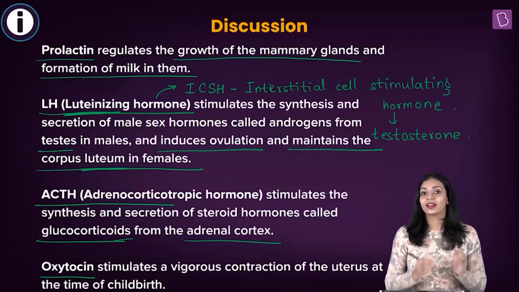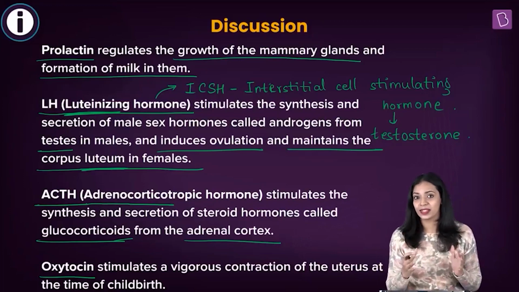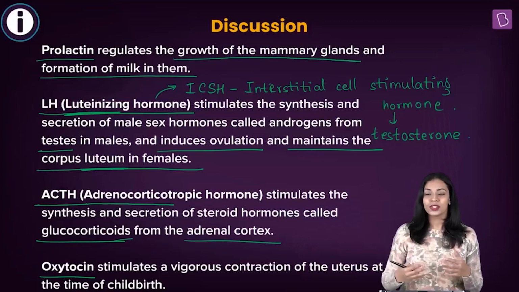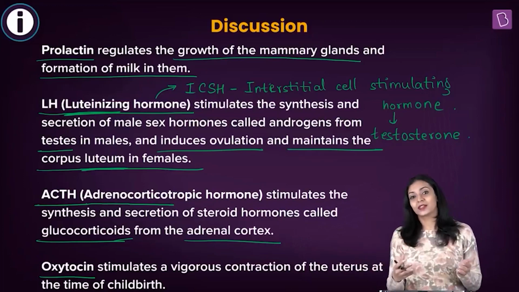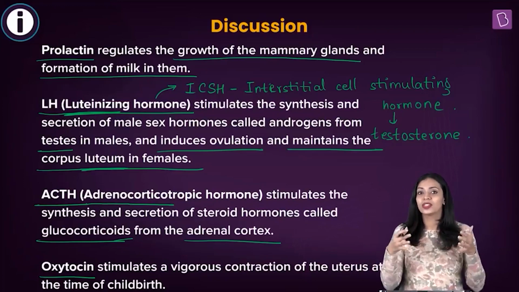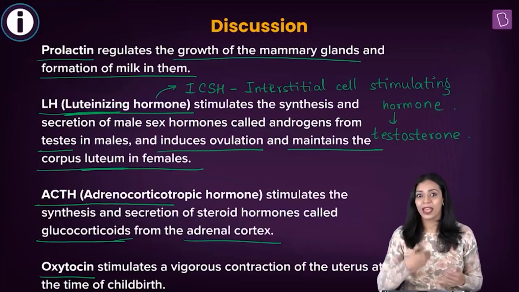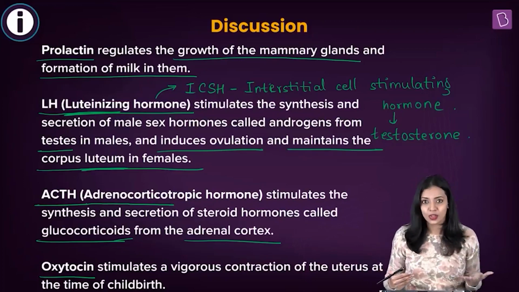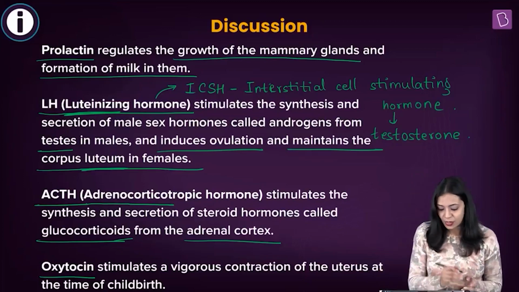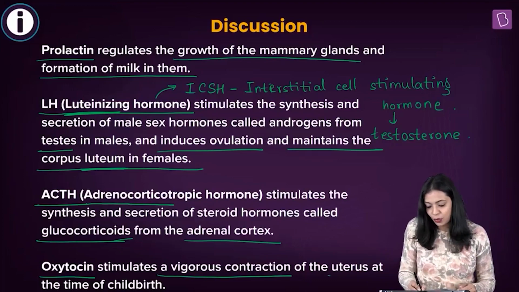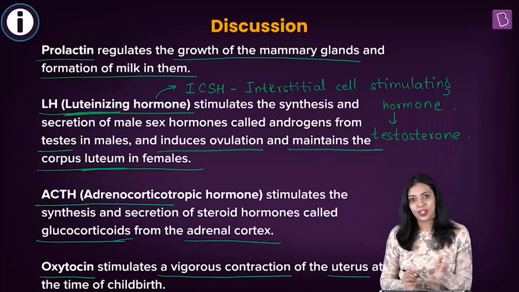It will stimulate contraction of the smooth muscles in the wall of the uterus during childbirth. Whenever there is labor pain, that is because of the uterine walls vigorously contracting and relaxing. Because of these contractions, the child or the fetus that the mother is carrying will be expelled outside, and that is how parturition or delivery will take place. So the function of oxytocin here is to stimulate a vigorous contraction of the uterus at the time of childbirth.